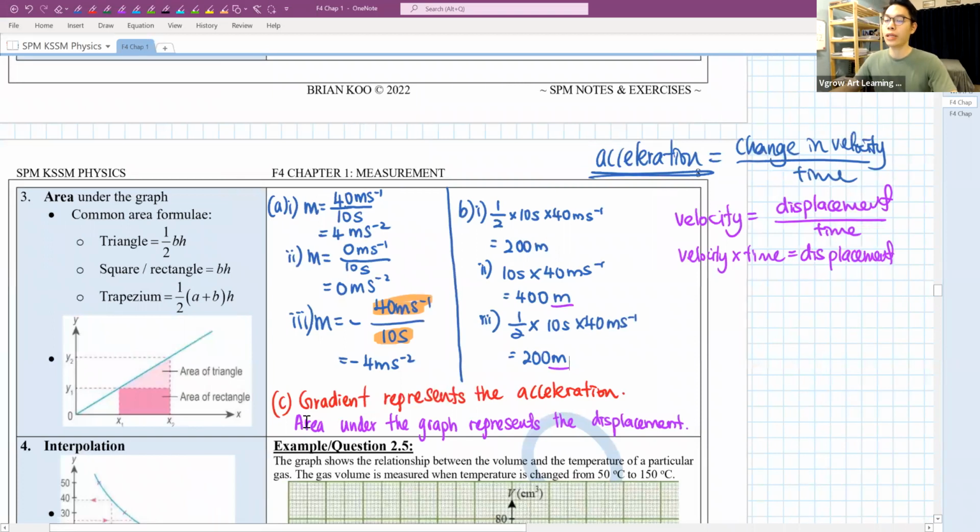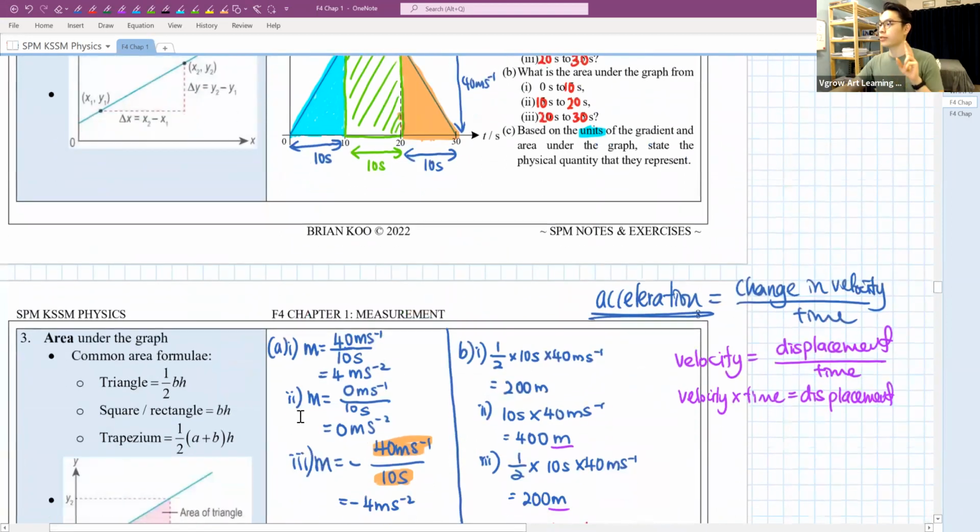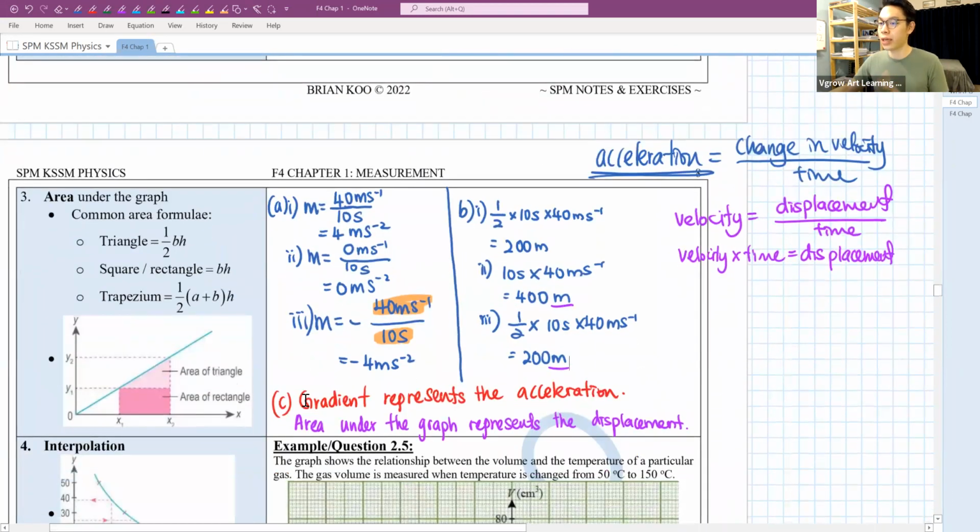Yeah, so in this example 2.4, I've covered two things, gradient and also area.